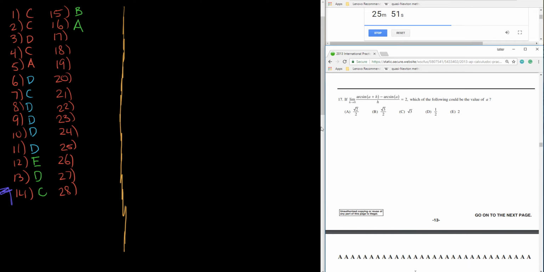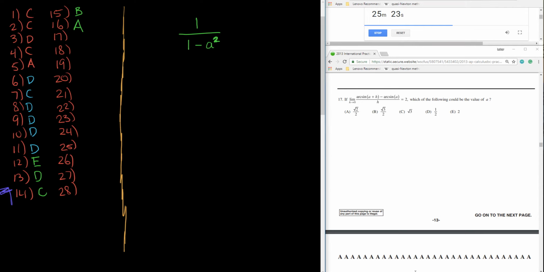If the limit of blah equals this, okay. So, it's asking for where the derivative of the arc sine equals, sorry, where it equals 2. Derivative of the arc sine, isn't it, excuse me, times 1 minus a squared.